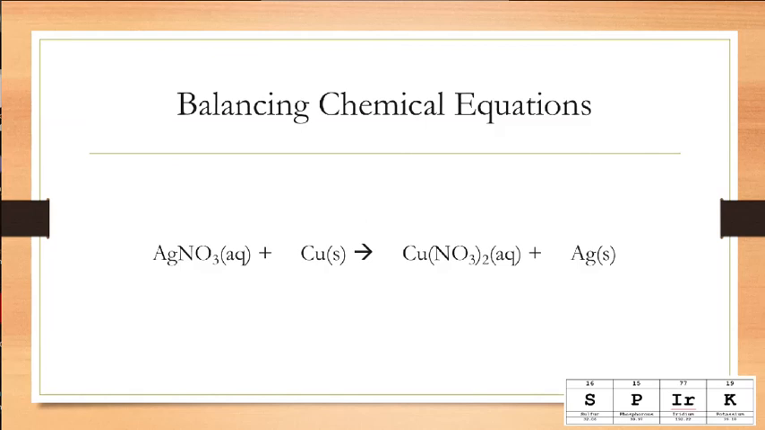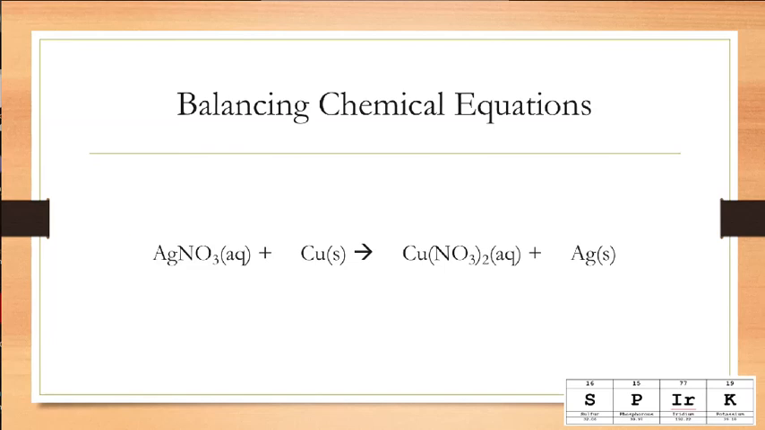So let's try balancing these chemical equations. We have silver nitrate plus copper yielding copper nitrate and silver. So what we want to do when we have polyatomic ions like that nitrate there, we want to start by trying to balance those out, and we balance those by a whole unit. So if you look on the right side, we have NO3 in parentheses with a 2 outside the parentheses, which tells us we have 2 nitrates. And on the left side, we only have 1 nitrate.